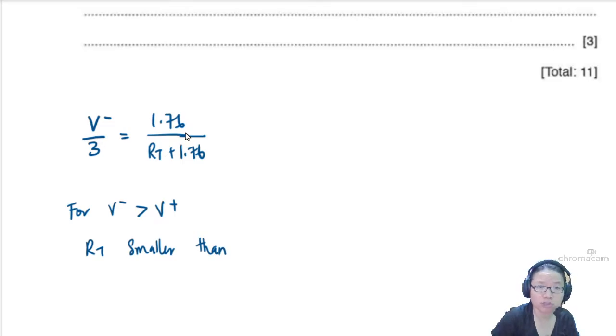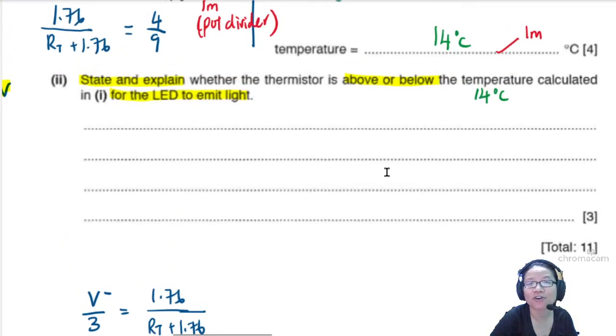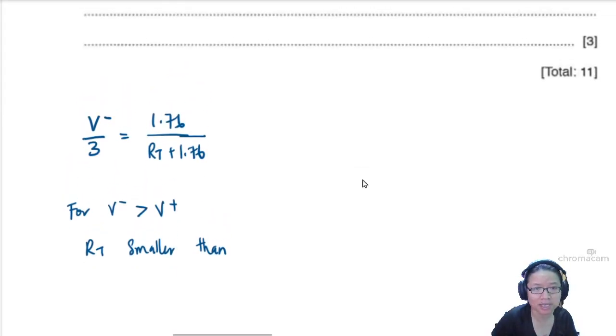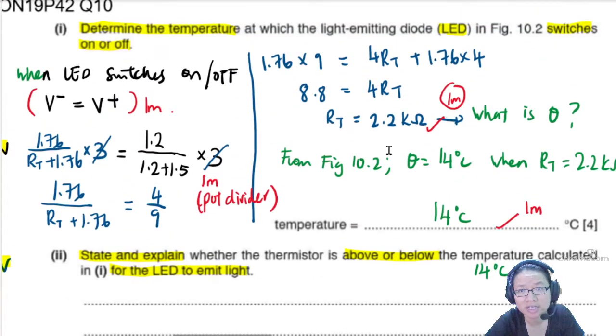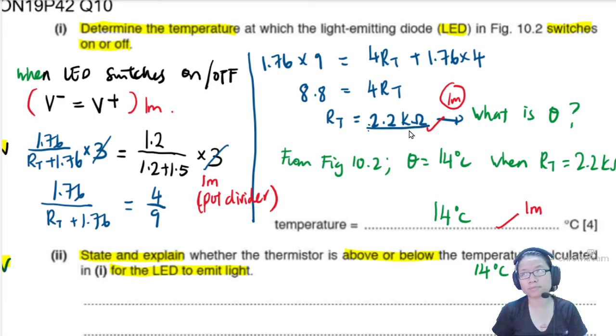what was the change over temperature again? You remember or not? 14 degrees Celsius. So RT must be smaller than 2.2 kilo ohm, sorry, not degrees Celsius. RT must be smaller than the switchover resistance. So the resistance changes over when it is 2.2 kilo ohm. This is the changeover resistance. This changeover resistance happens when we are at 14 degrees Celsius. So we want RT to be smaller.